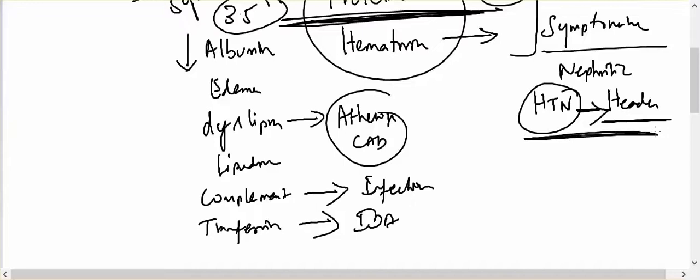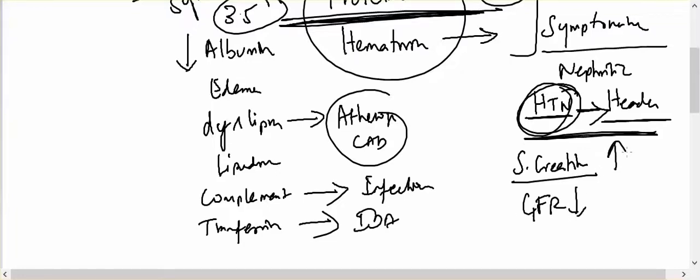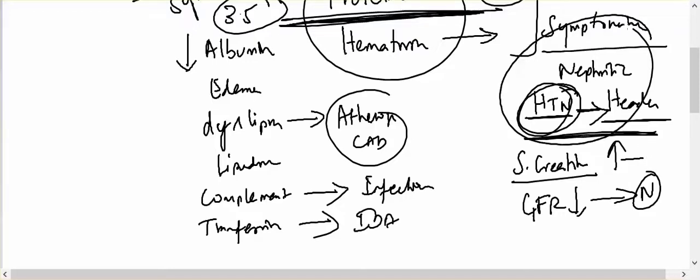When they come, that is a symptom and we evaluate it. The hypertension will be high grade. And if you look at the serum creatinine, if GFR is less, then serum creatinine will be more. If GFR is maintained, then creatinine will not be raised. So it is called nephritic syndrome, but without compromising the GFR.